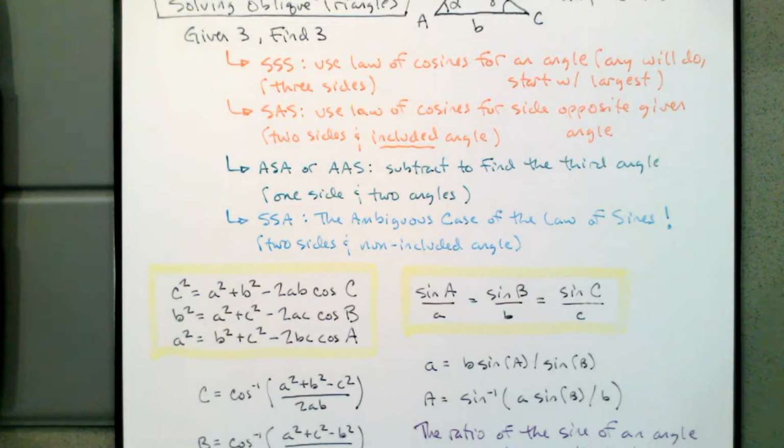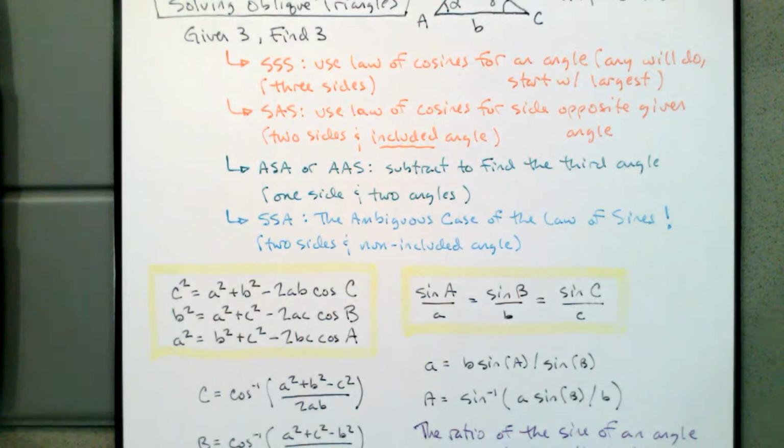For side angle side, that's 2 sides and the included angle. You use the law of cosines to find the side opposite the given angle. That's your only choice. You really can't do much else with that set of information. So for that first piece of information, you use whatever you can. The third case is actually 2. If you have angle side angle or angle angle side, this is 1 side and 2 angles, either 2 angles and the included side or 2 angles and the side opposite one of those angles.